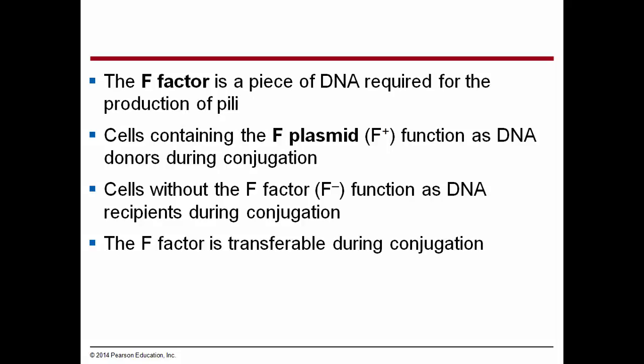Cells containing the F plasmid function as DNA donors during conjugation. Cells with the F minus factor function as DNA recipients during conjugation. Okay, so there's donors and recipients, and the F plasmid, F positive, functions as the donor, and the F minus is the recipient. The F factor is transferable during conjugation. So one bacteria can cause another to be the donor.